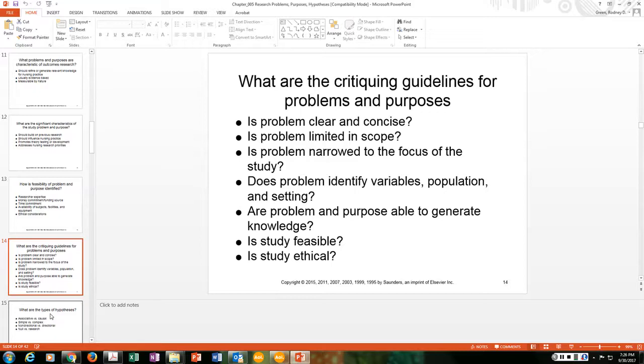Now, in qualitative research, they usually do not state aims or objectives. In quantitative research, most or some state aims or objectives, but they always state a purpose.